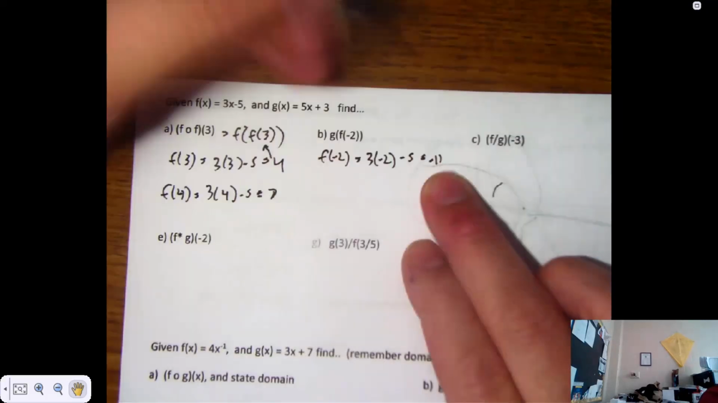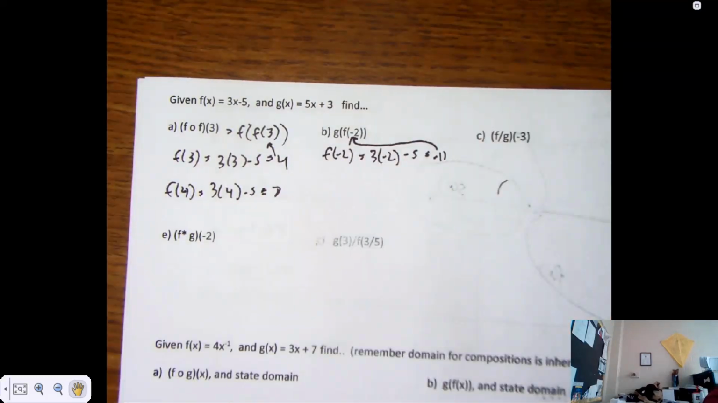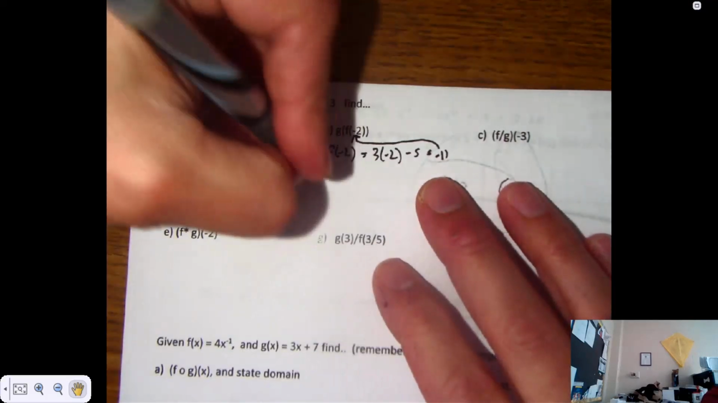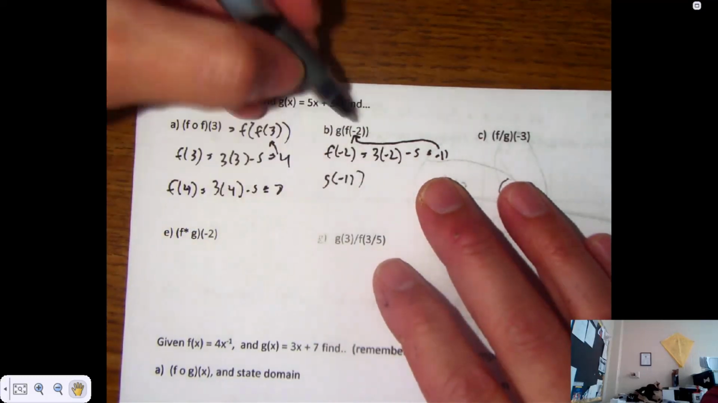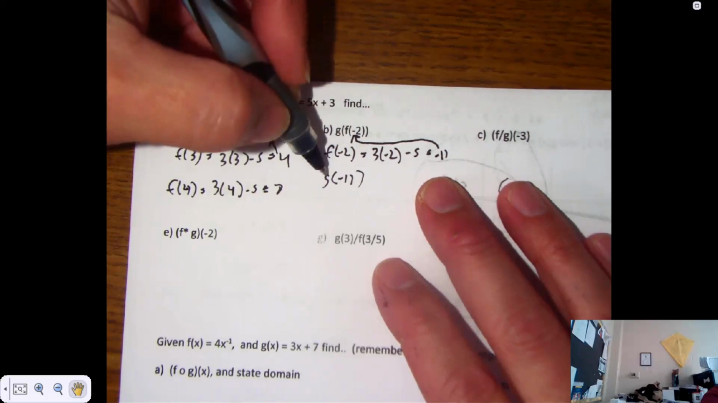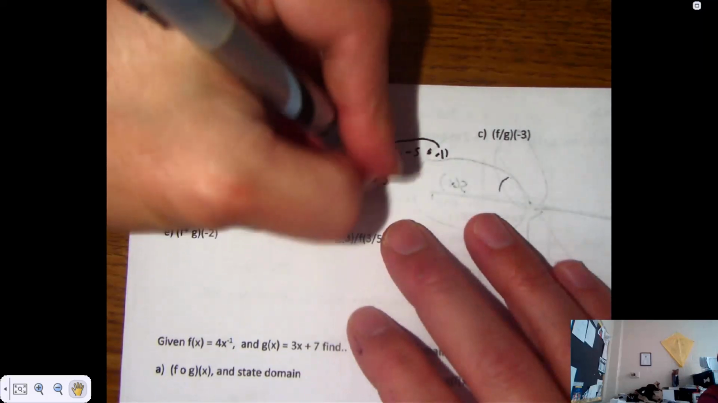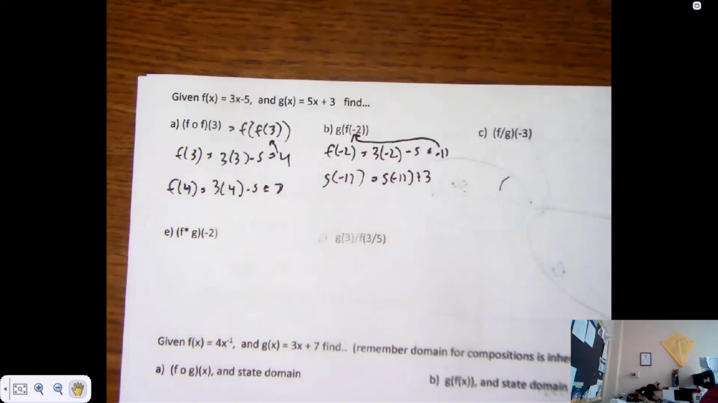Now that you know what this piece is, G or F? What? You going to plug it in G or F? Nope. I found f of negative 2. I found that f of negative 2 was negative 11. I'm literally substituting it back in place, and it's telling me to find g of negative 11. So that's 5 times negative 11 plus a 3, which is negative 52.